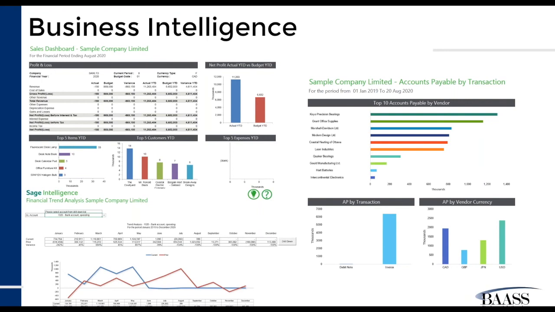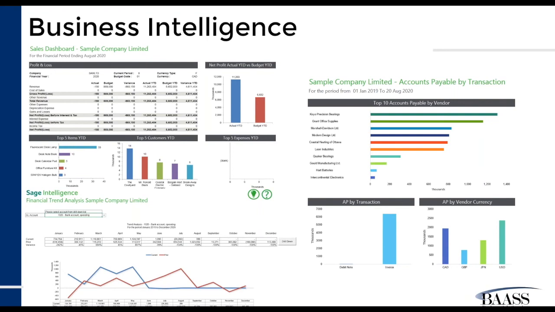So now moving into something a little bit lighter and not so number oriented, we can look at something like a sales dashboard or a financial trend analysis, where we're seeing graphics in terms of charts of data versus just seeing numbers. And so we've given examples, and these examples of the sales dashboard, that's out of the box. The financial trend analysis is out of the box. The accounts payable by transaction, it's out of the box.